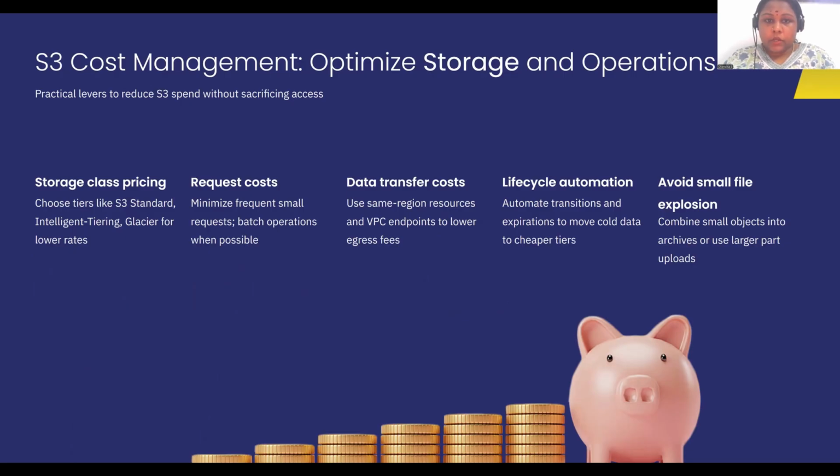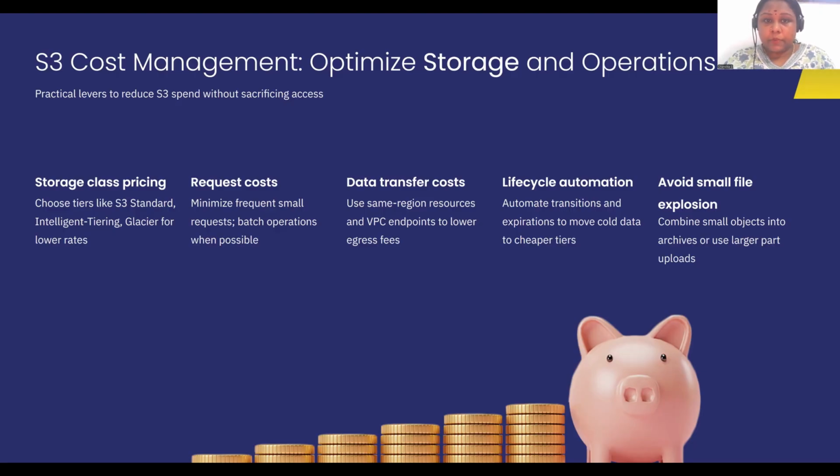Now, let's talk about S3 cost management and how to optimize storage and operations without sacrificing access or performance. First lever is storage class pricing. Choosing the right storage tier has a big impact on cost. Use S3 Standard for frequently accessed data, Intelligent-Tiering when access patterns are unpredictable, and Glacier classes for archival data that is rarely accessed.